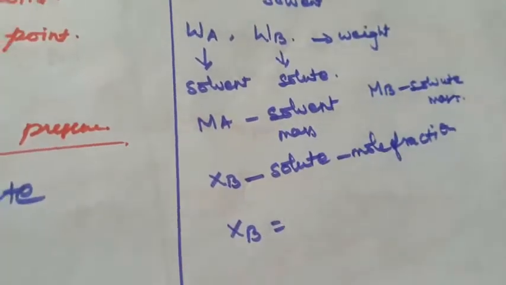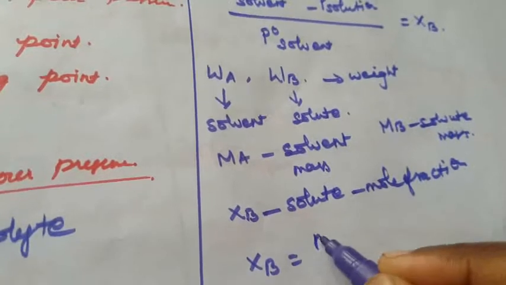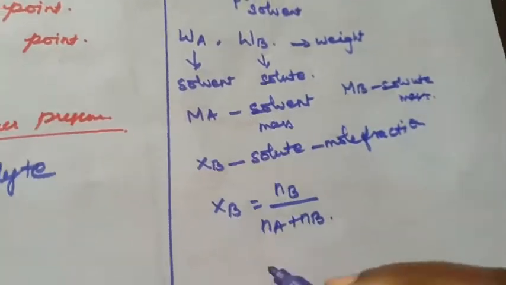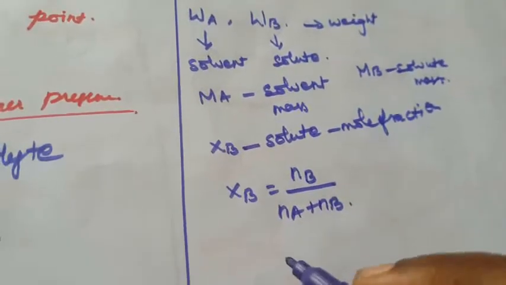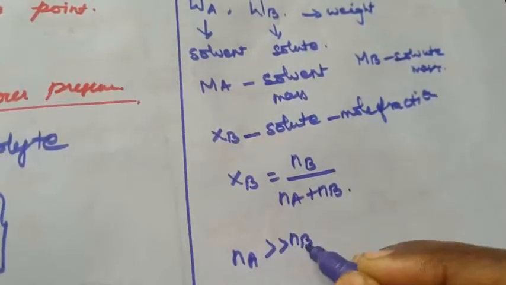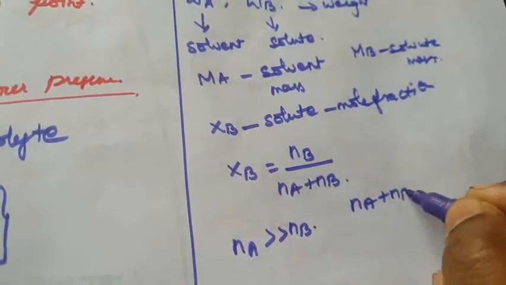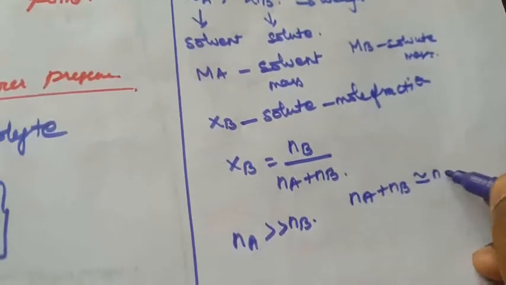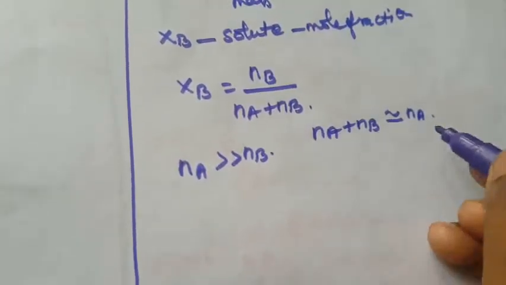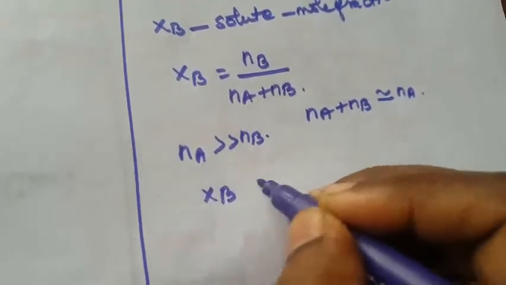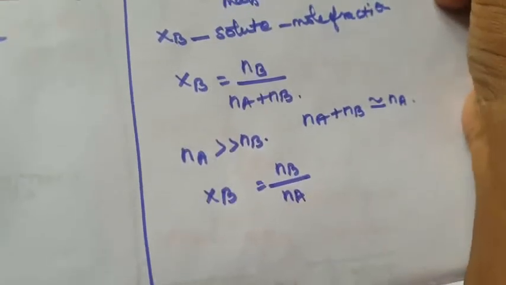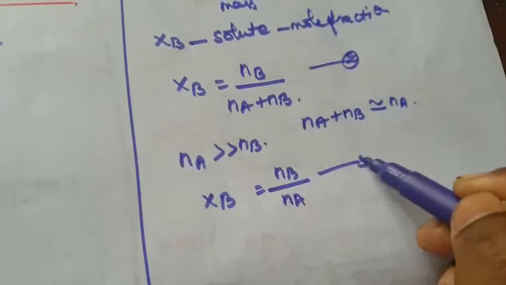We already studied this yesterday. XB is the number of moles of B divided by Na plus Nb. Na and Nb are the number of moles of the solvent and the solute respectively. For a dilute solution, Na is always greater than Nb, so Na plus Nb is approximately Na. So XB is equal to Nb by Na. This is the first equation, this is the second equation, this is the third equation, right?